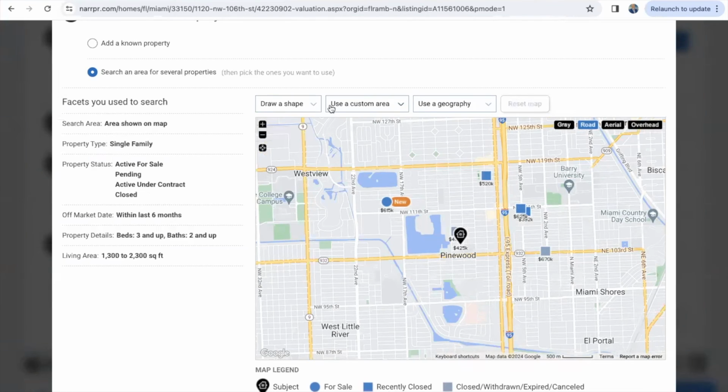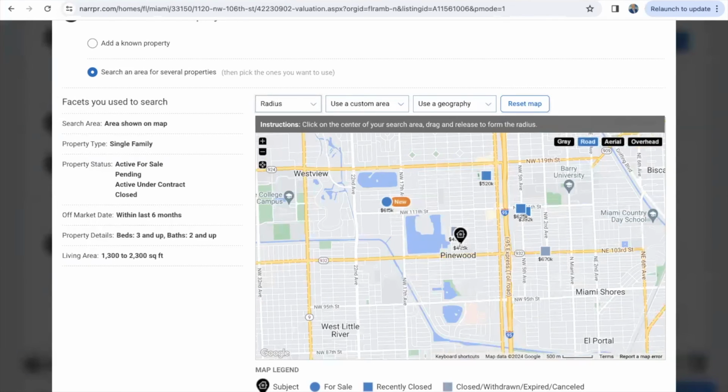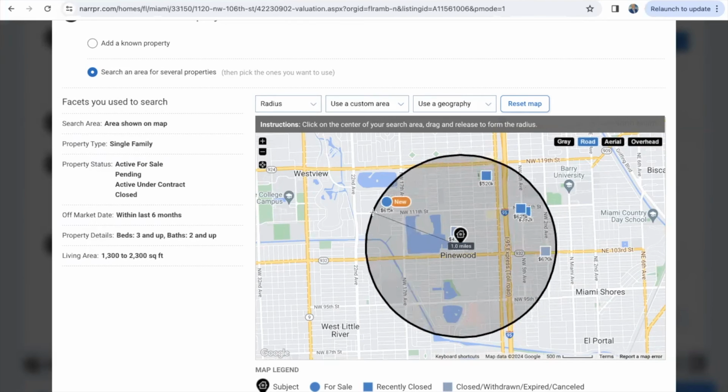In RPR, you can always draw a box, a radius, or a polygon. Whenever you draw a radius, it tells you the distance. Take a look. That right there is half a mile. So within half a mile, you only have 1 comparable. If you stretch it out 1 mile, now you have all of the comparables on the map.